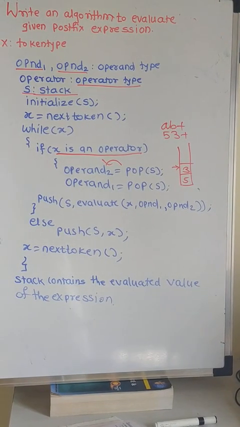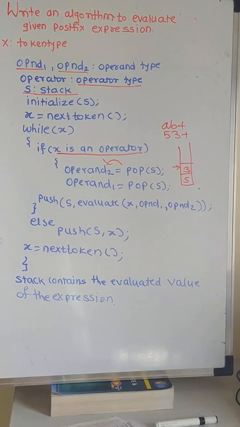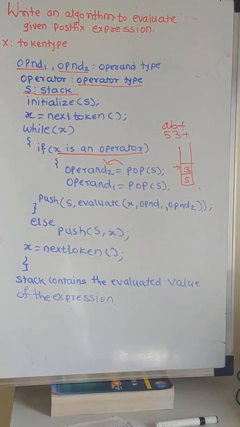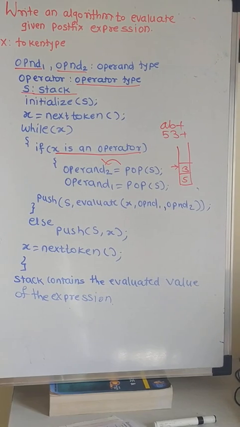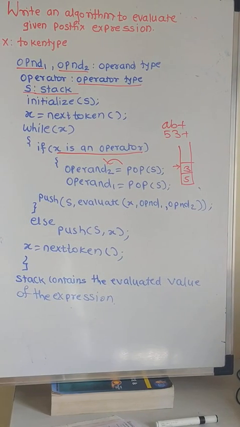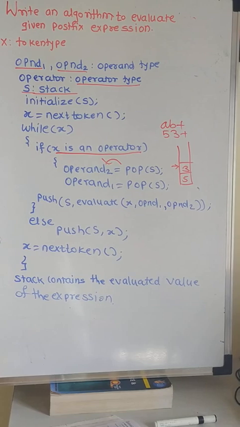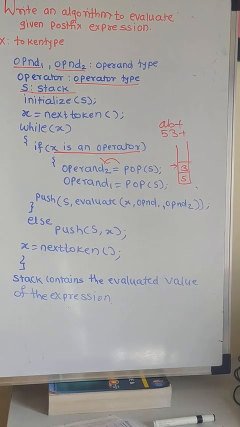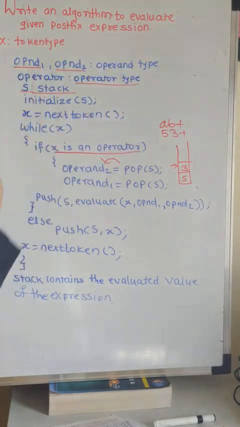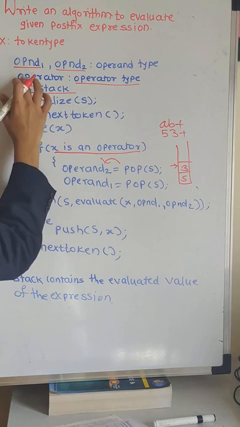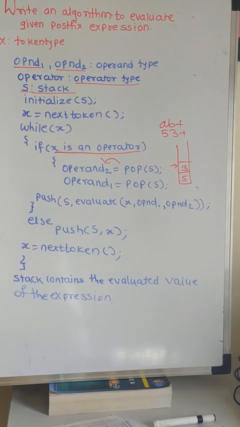I will teach you how to evaluate the given postfix expression. In the previous video we learned how to solve the expression using values. But now we will write the algorithm to evaluate the given postfix expression. For that we consider x as a token. This x is a token type. Operand 1 and operand 2 are operand types, and operator is an operator type.